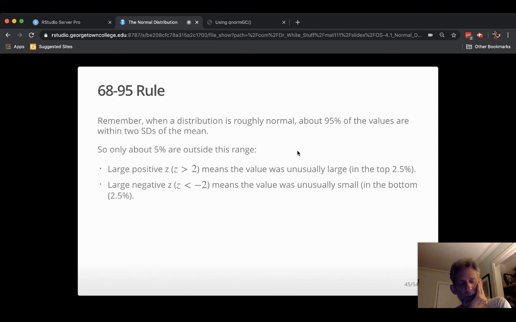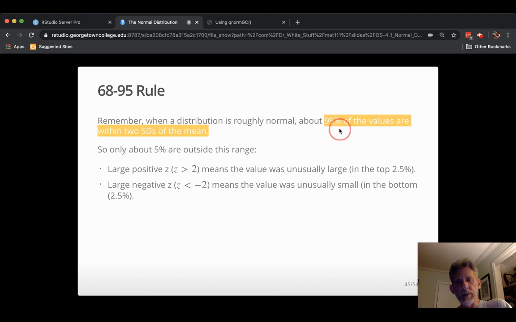Now, we're interested in Z-scores for a lot of reasons, ultimately. But for now, I'm going to suggest that you just use it as a guide for deciding how unusual a value is, how unusual the value for some random variable is. Remember that when a distribution is roughly normal, about 95% of the values are within 2 standard deviations of the mean. That's that 68-95 rule. So only about 5% are outside this range.